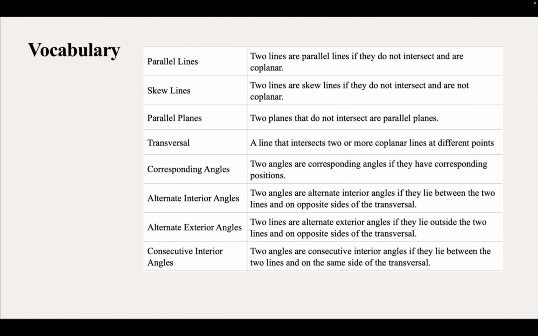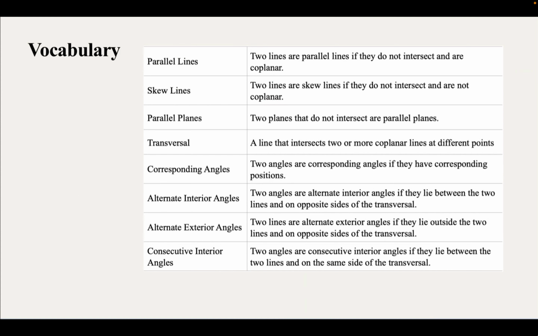We've got some vocabulary. First of all, parallel lines are two lines that do not intersect, and they are coplanar. They are on the same plane. Skew lines are two lines that do not intersect, just like parallel lines, but they are not coplanar. So the difference between parallel and skew: parallel lines are lines that are on the same plane. Skew lines are lines that are not on the same plane.